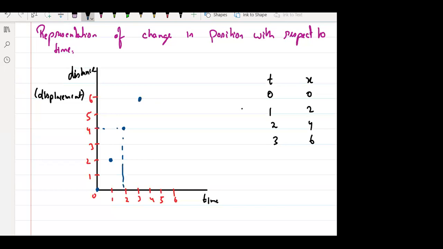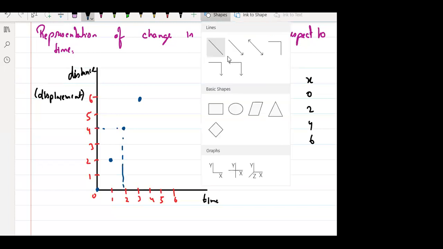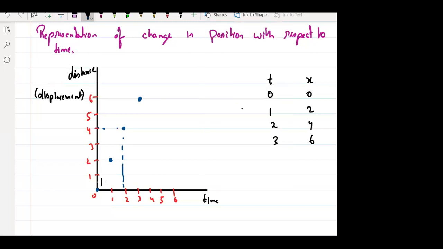Now connect all the points. Can you connect all the points with a straight line? Let us connect all the points with a straight line. Like this. Now tell me, right? Don't you think, sir, we are actually getting a straight line? If we are connecting all the points, we're actually getting a straight line. Yes or no? So it's a uniform motion.